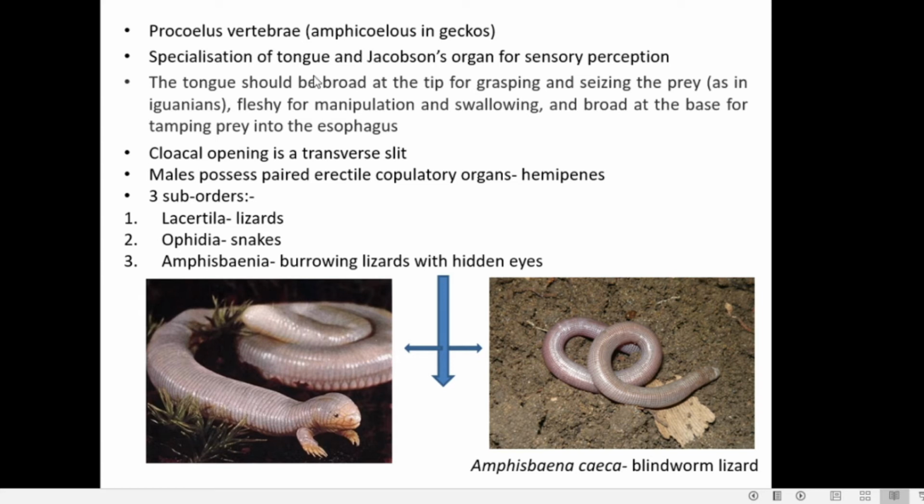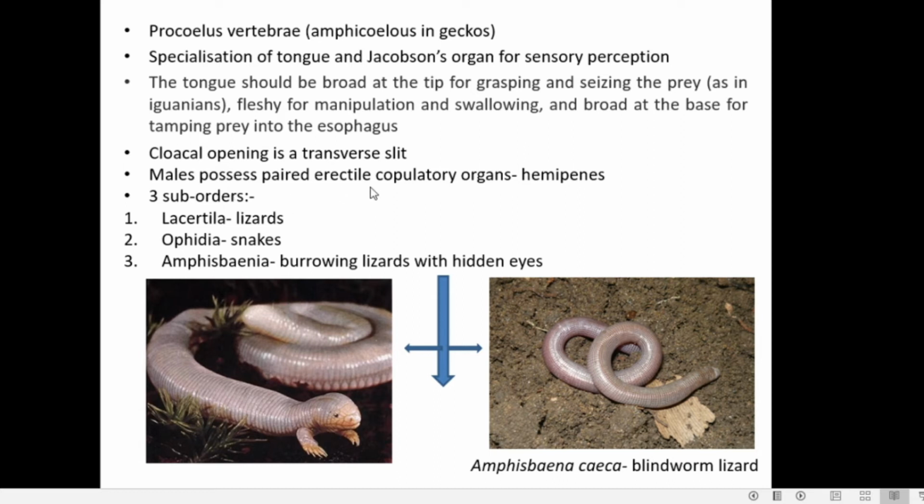Now, they have a smell perceiving organ called Jacobson's organ or vomeronasal organ. It not only assists them in olfaction, but it also helps in testing the quality of food which is held in the mouth. Then the cloacal opening. Unlike the chelonians and crocodiles, which have longitudinal cloacal openings, the squamates have a transverse cloacal opening. So this is one feature, that snakes and lizards have a transverse cloacal opening.